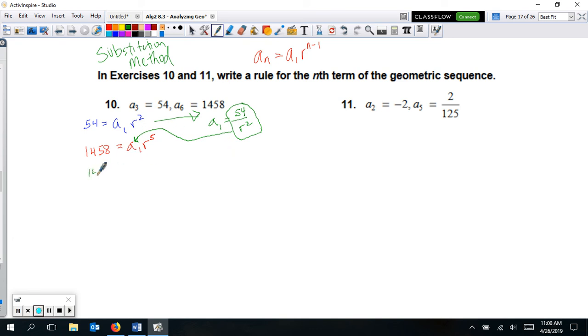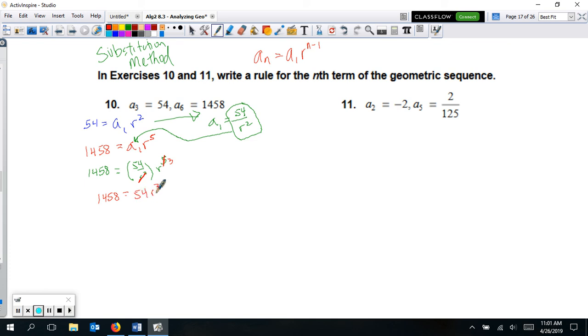So it's going to say 1458 is equal to, instead of a of 1, I'm going to have this going in, 54 over r squared, and then times an r to the 5th. So what I can do now is cross cancel these r's. Let's cross cancel. R squared will completely cross out, and then we're going to take 2 away from 5, which will make this a 3. So now it's r to the 3rd. So 54 times r to the 3rd. So that's what we have now. So we're going to say 1458 is equal to 54 r to the 3rd power.